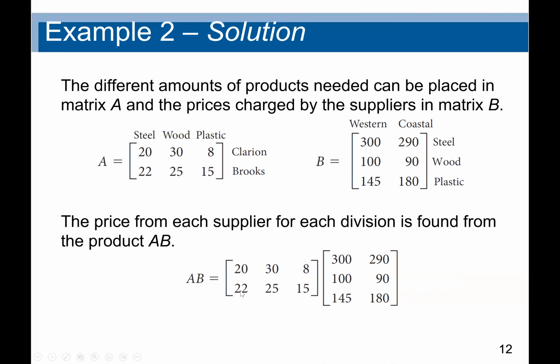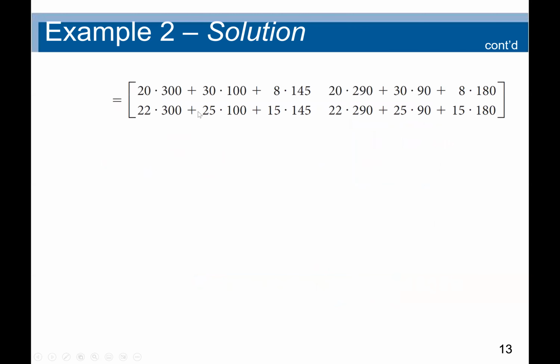Then the last value, 22 multiplied by 290 plus 25 multiplied by 90 plus 15 multiplied by 180. And the answer will be in the second row, second column. And this is what we have. So we have our first values, first row, first column, first row, second column, second row, first column, and second row, second column. We have everything, and this is our answer.